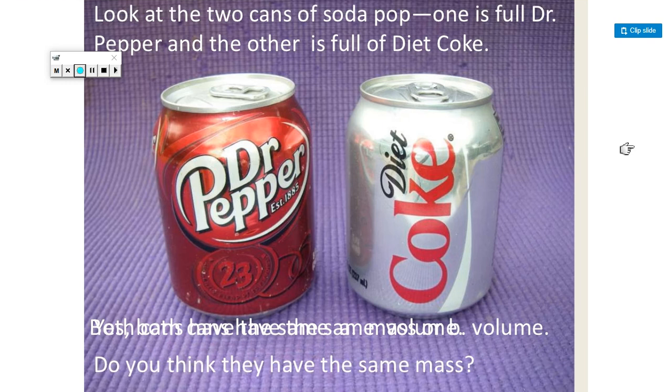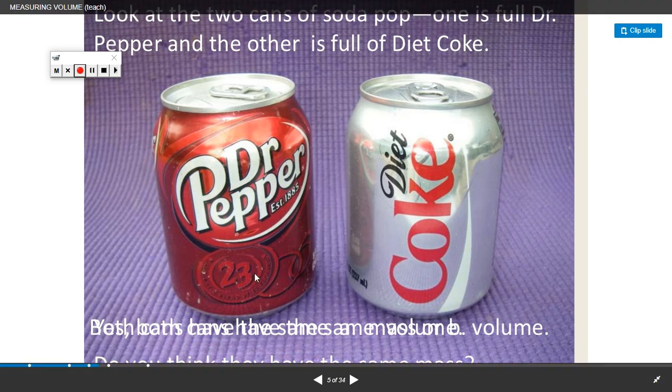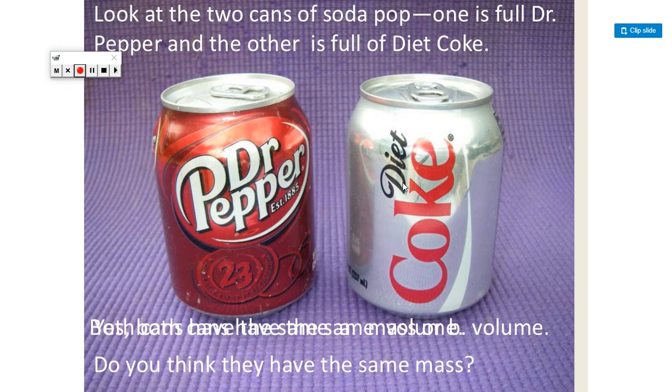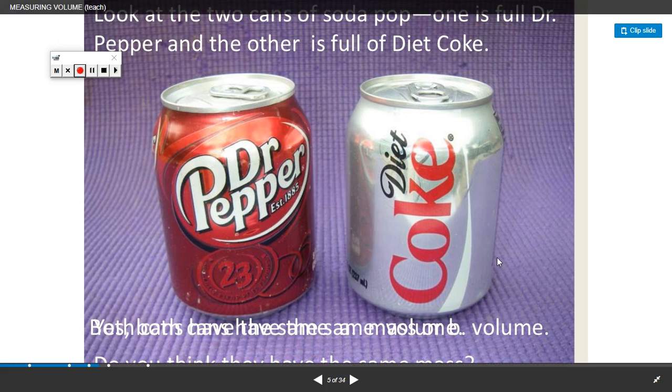So the sponge has the same mass but different volume. Now I have these two cans, and obviously they take the same space, so they have the same volume. Do you agree or not? Yes, same space, same volume.